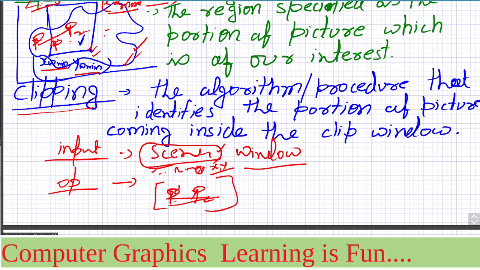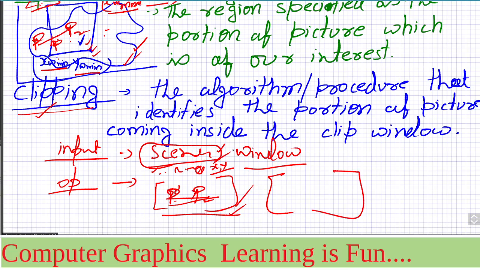So whatever is coming inside the window, only that portion of the scene will be given as output. It may also depend on your algorithms. If you want only the clipped portion, that is also possible. You may also want two separate parts of the scene, one part having what is inside the window and the other part the rest. That is also possible.